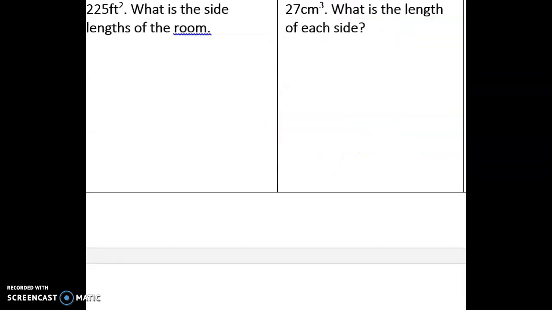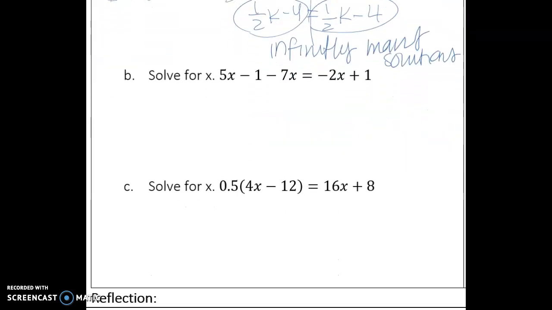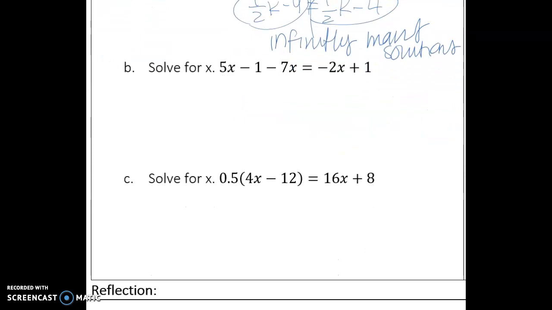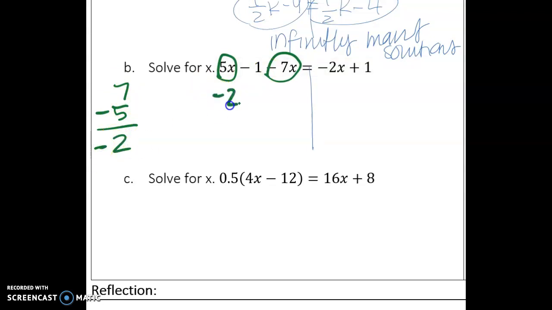All right, tracking our next one here. Draw that line down the middle. Combine like terms first, so I have 5x and a negative 7x. 5 minus 7, opposite signs. So I'm going to subtract and take the sign of the larger. So the larger number was negative, so that's negative 2x minus 1 equals negative 2x plus 1.